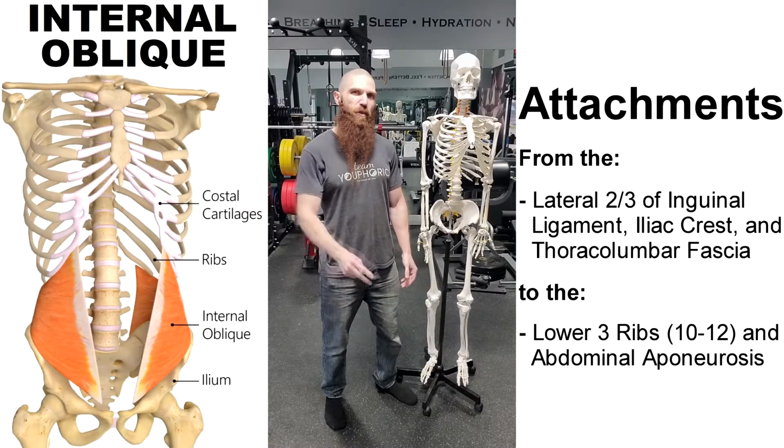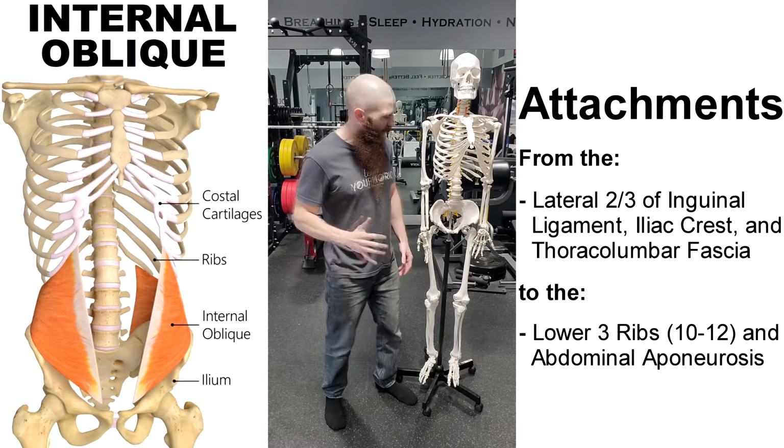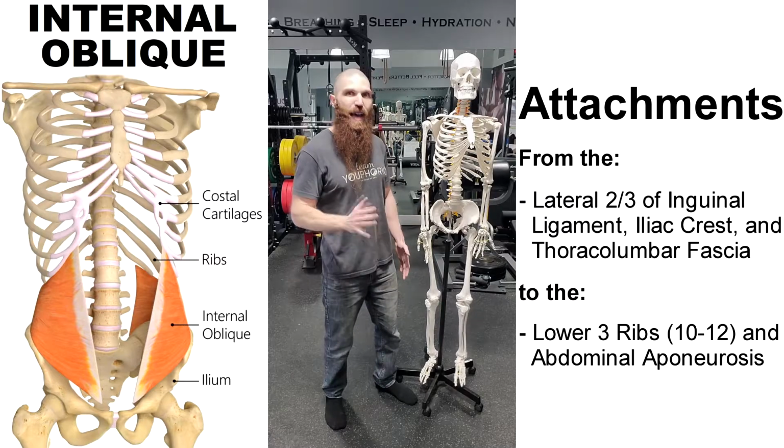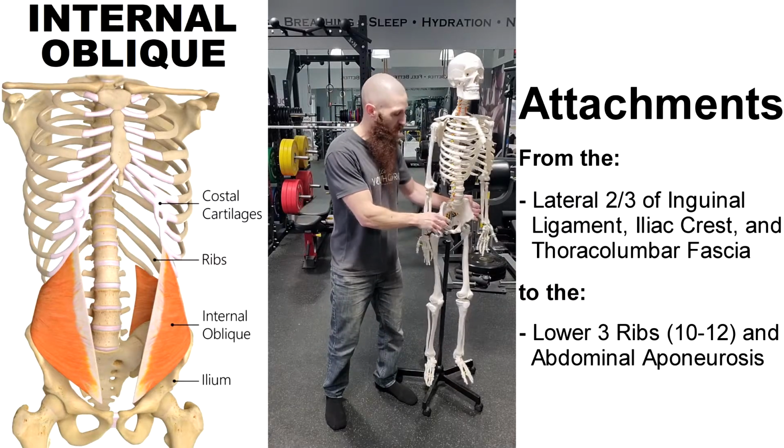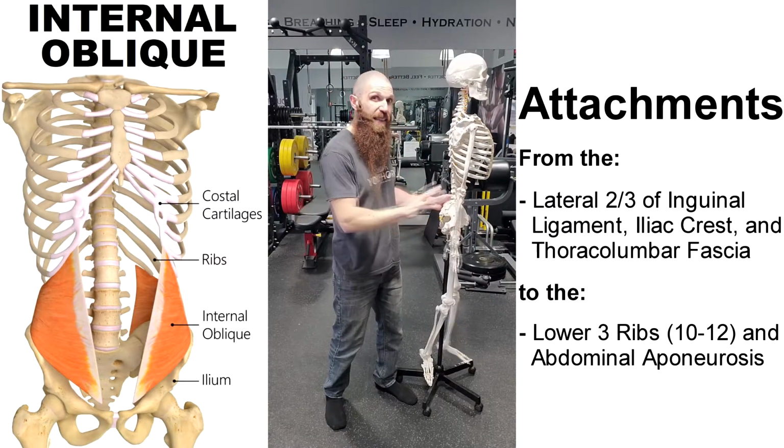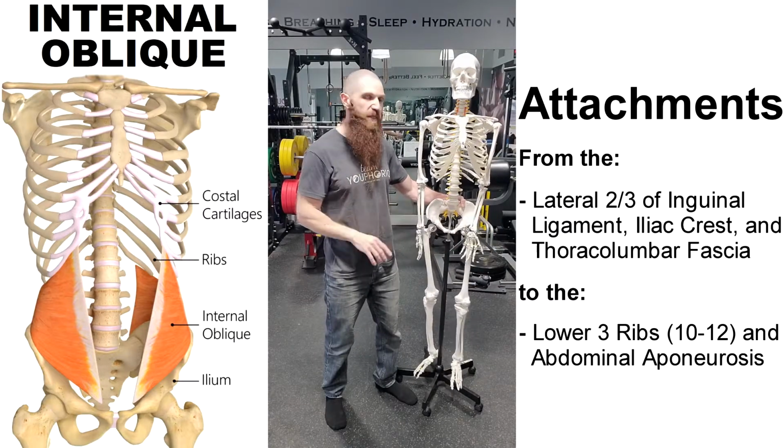For the internal oblique, there are only 2 areas that we need to be covering, and that is going to be the pelvis and the rib cage. At the pelvis, this right over here is your ilium, and on the side we have the iliac crest, and that's the only important bony landmark at the pelvis that we need to make note of.